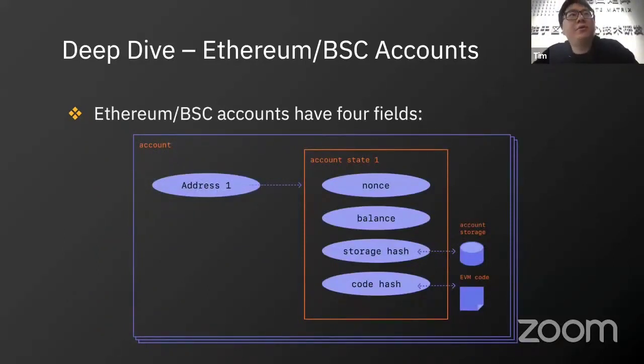Okay, so there are four fields in the Ethereum or BSC account data structure. The first one is a nonce. The nonce is a counter that indicates the number of transactions sent from the account and ensures that a transaction is only processed once. In a contract account, this number represents the number of contracts created by this account. The second one is the balance, which is the amount of money in this account. The third one is the storage hash, which is just a hash of the account storage, and the fourth one is the code hash, which is just a hash of the EVM code. The storage hash and code hash only exist in the contract account. For an external account, you don't have these two fields.